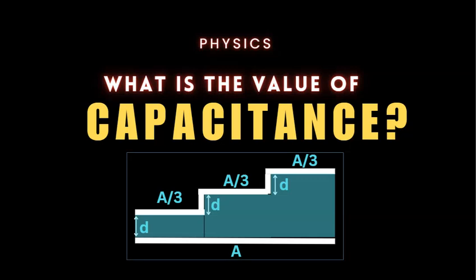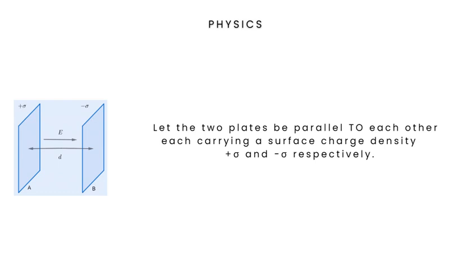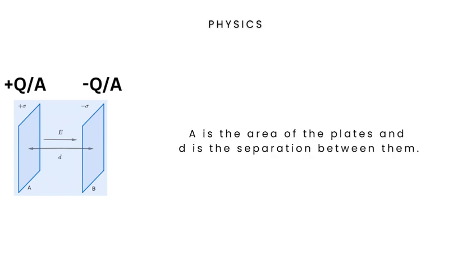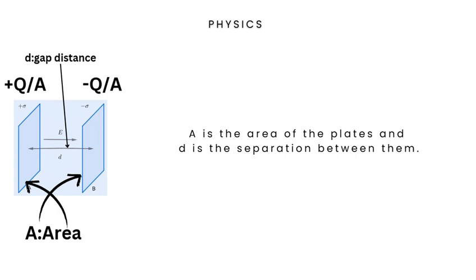Before we start analyzing a three-step parallel plate capacitor, we shall understand how capacitance is calculated for a simple configuration of parallel plates. Let us have two parallel conducting plates. There will be positive Q charges on one plate and negative Q charges on the other plate, such that the charge density on one plate equals plus Q by A and on the other plate it is minus Q by A. A is the area of each parallel plate and D is the distance between them.